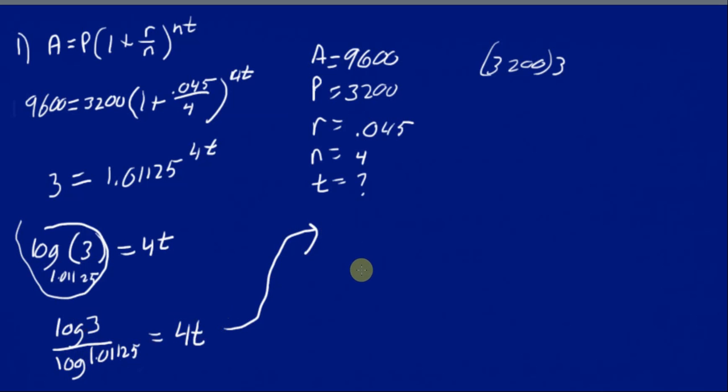All right, so when you take that in your calculator, you're going to get that 4t is now equal to 98.2027, and dividing both sides by 4, I'm going to get approximately 24.6 years.